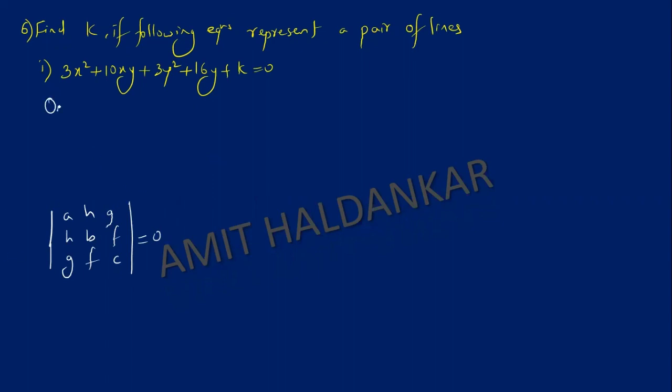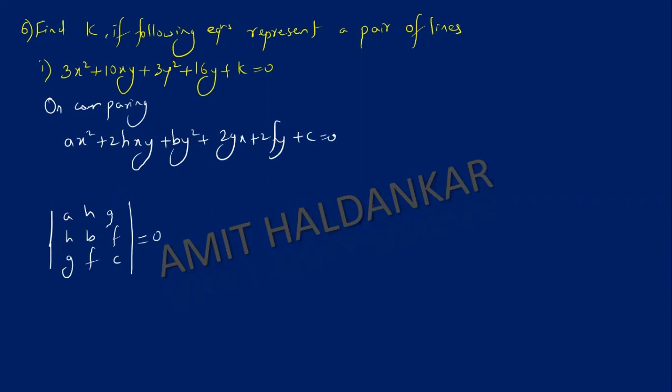So now on comparing with ax square plus 2hxy plus by square plus 2gx plus 2fy plus c is equal to 0, we get a is equal to 3, 2h is equal to 10, b is equal to 3, 2g is equal to, okay, since there is no term over there, 2g is equal to 0, 2f is equal to 16, and c is equal to k.